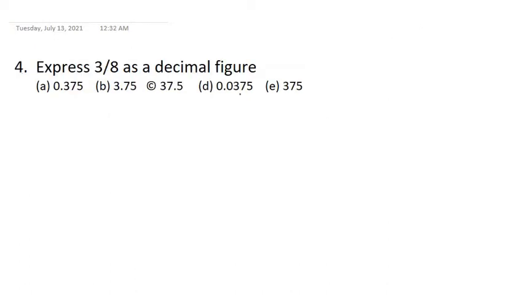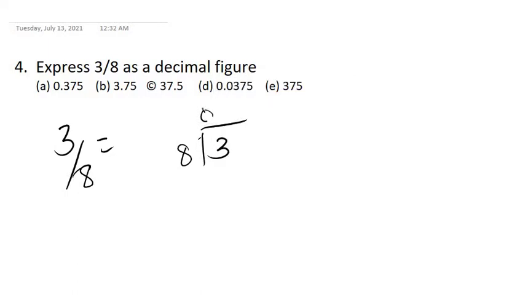Question 4. 3/8. We are made to express this as a decimal figure. So let's divide 3 by 8. 3 divided by 8 not possible. Put your 0 point. Then you add 0 here. 30 divided by 8 is possible. 3 times 8 is 24. 30 minus 24 is 6. Can 6 be divided by 8?